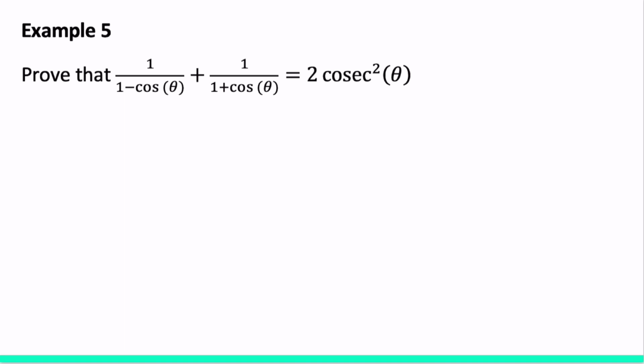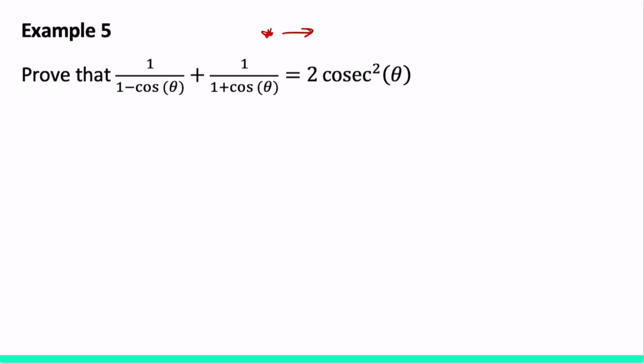All right, so example 5. Prove that 1 on 1 minus cos theta plus 1 on 1 plus cos theta is equal to 2 cosec squared theta. Looks kind of confusing, but let's work at it one step at a time. Now with a proof, what we generally want to do is start from one side and then simplify it down, and you'll end up with the expression that's on the other side. So let's just focus on these fractions.